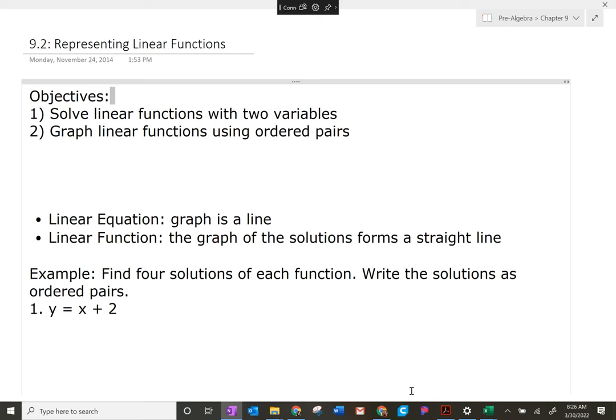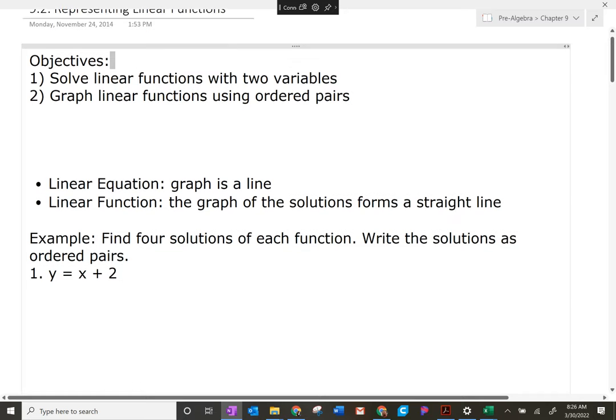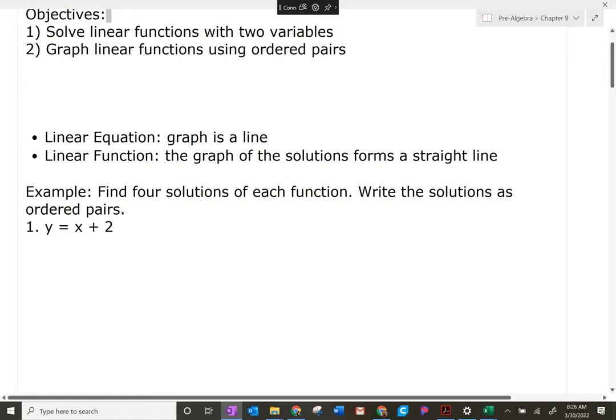So when I look at my examples, this is where I'm going to give you a little clue that will help out as we get going for the rest of this chapter, or the section. It says we're going to find 4 solutions for each of the functions, and then we're going to write them as an ordered pair. Right now, I'm not going to worry about graphing just yet. I'm just going to worry about those ordered pairs.